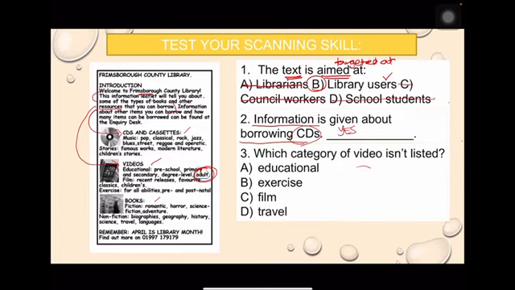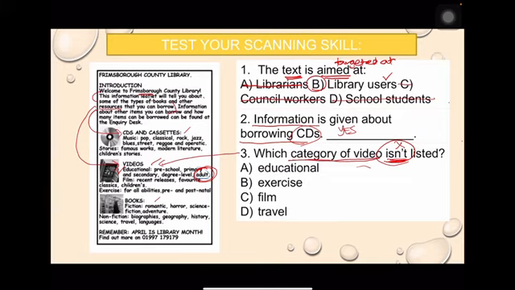Next. Which category of video isn't listed? So the statement here, category of video isn't listed. This one is important. Isn't. Which one is not listed? So we'll quickly go to category of video. Where do we find the category of video? There. It's here. So we have the category of educational.